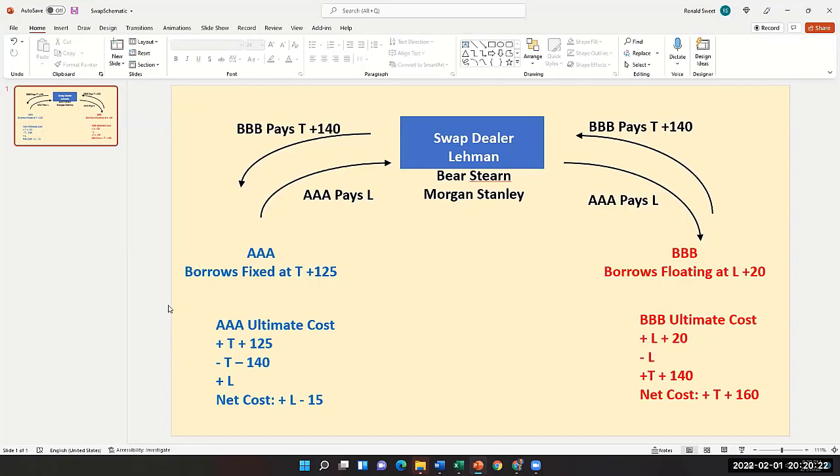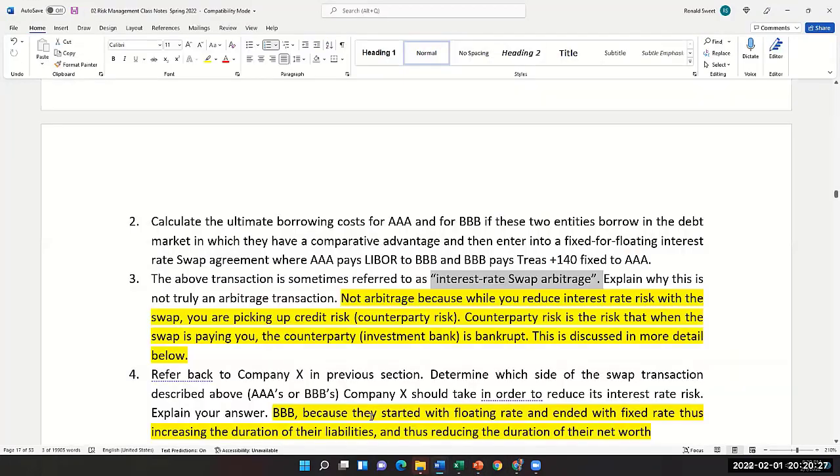All right. Takes a while to sink in, but we're going to do multiple of these problems, so you'll get more practice. So it's not arbitrage. What it's called is counterparty risk. Counterparty risk is a special type of credit risk.